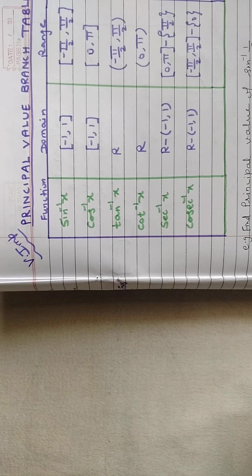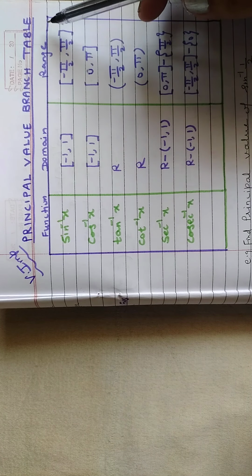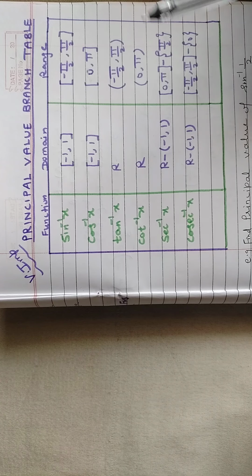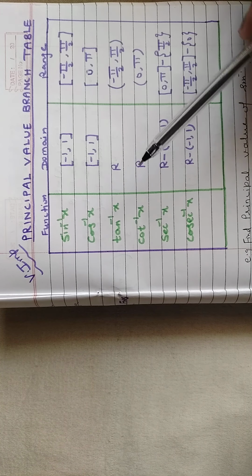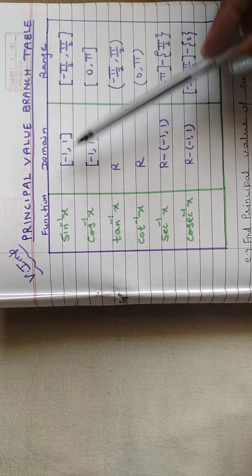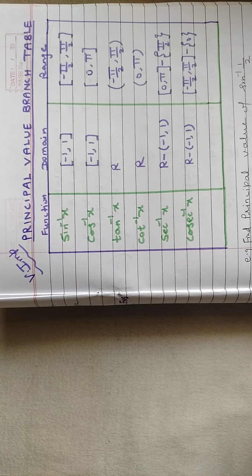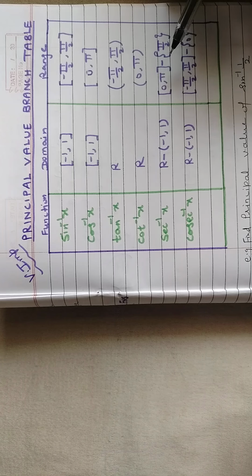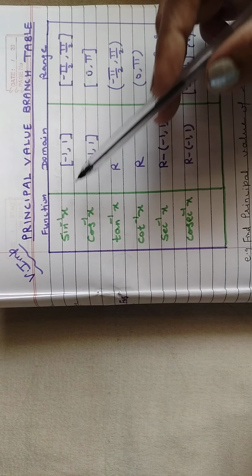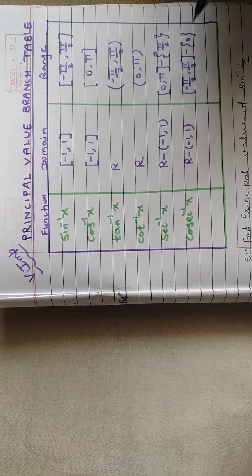Now there is one very important table which is called the principal value branch table. You have to remember this table. This table tells us about the domain and range of these 6 inverse trigonometric functions, and you are supposed to remember the range, especially the range of these 6 inverse functions. It should be on your fingertips.